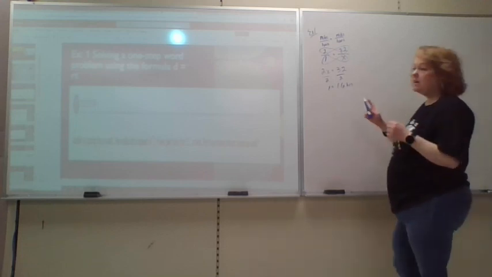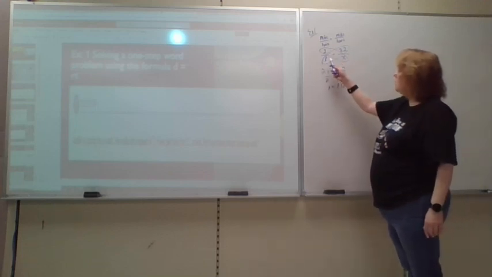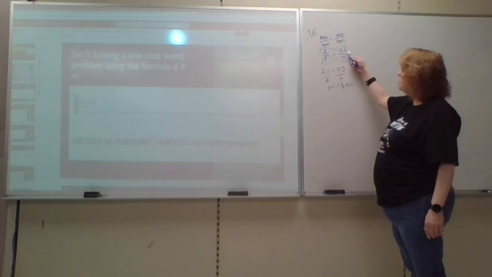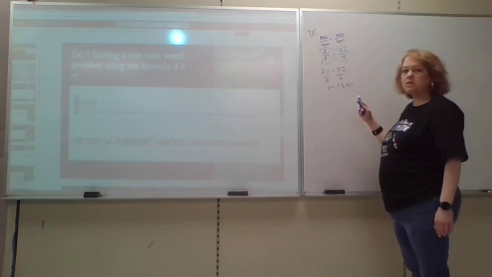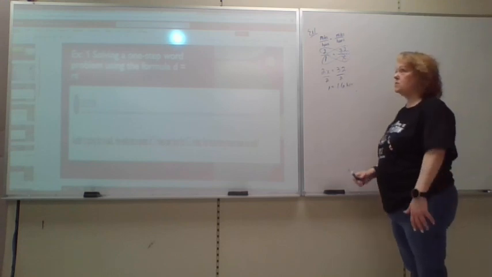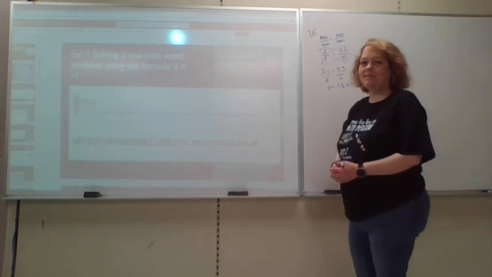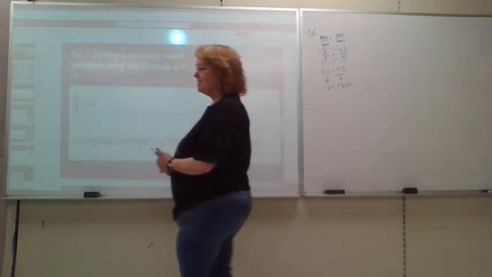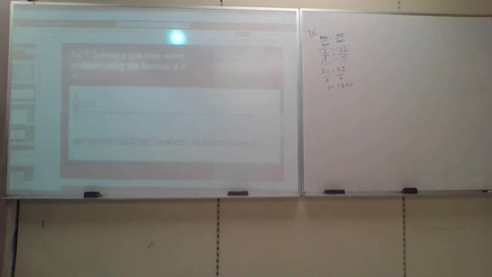Which makes sense. If he can walk 2 miles in 1 hour, then he can walk 3.2 miles in 1.6 hours. Does that make sense? I tried to look at Alice's explanation and I think I did it more simply.